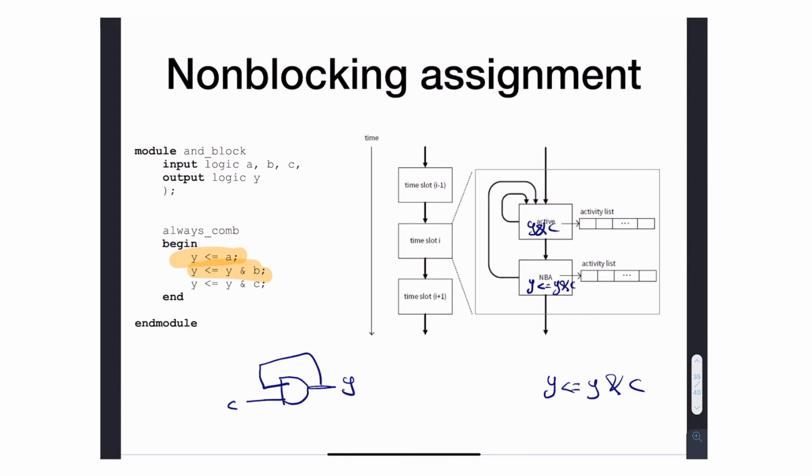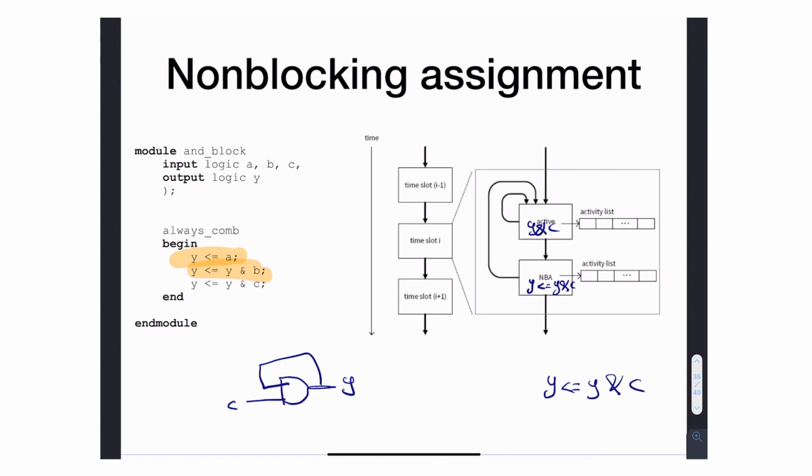And this is why this actually violates the rule that I told you: only use always comb with blocking assignment. What we did here is use always comb with a non-blocking assignment. Non-blocking assignment should be reserved for sequential circuits only. Okay, that's what you should reserve it for.